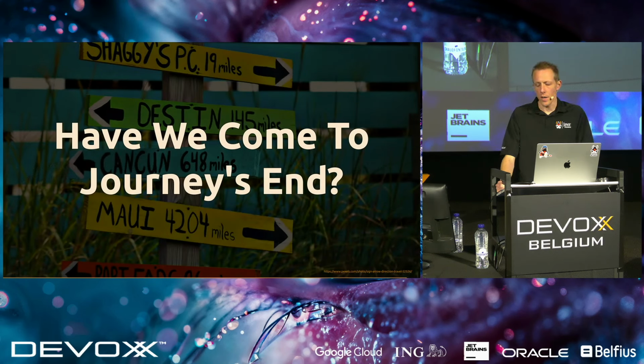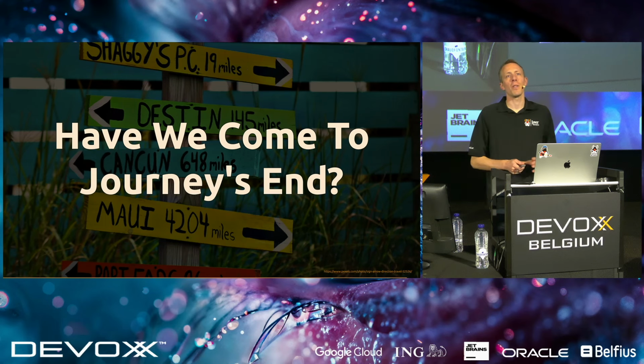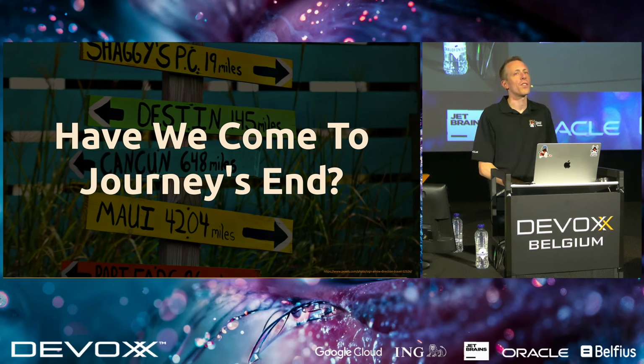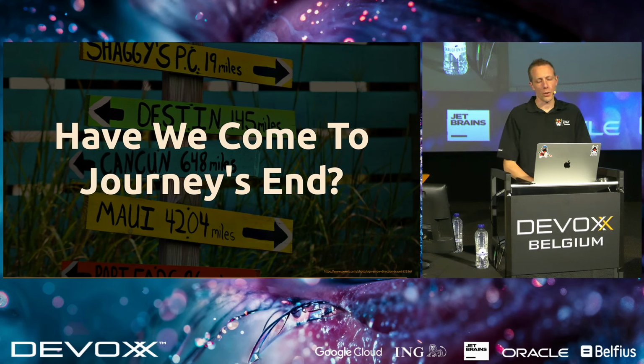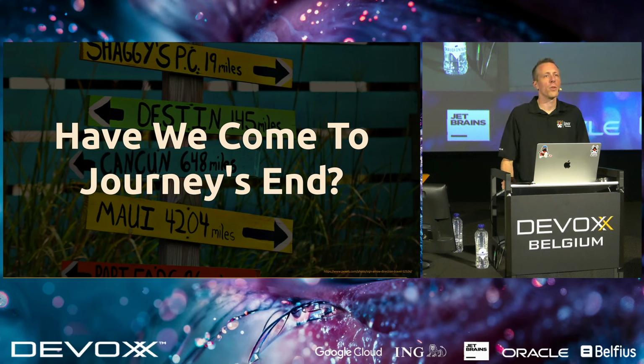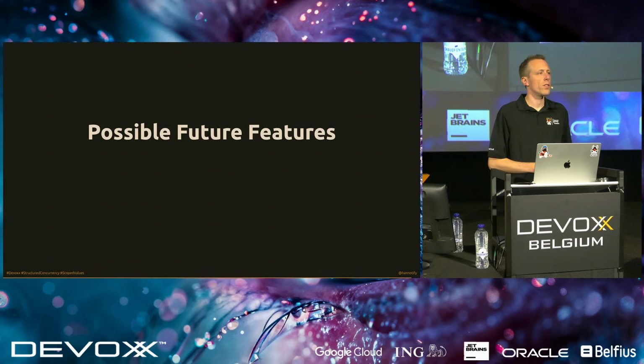And of course, with any topic that is about improvements, the question may arise, have we come to journey's end? Are we there yet with Java concurrency? I think this is also a rhetorical question. I don't think we're ever there, and there are always things to work on. These are a few things that I think will be worked on in the future, or at least stuff that I read about in the enhancement proposals.